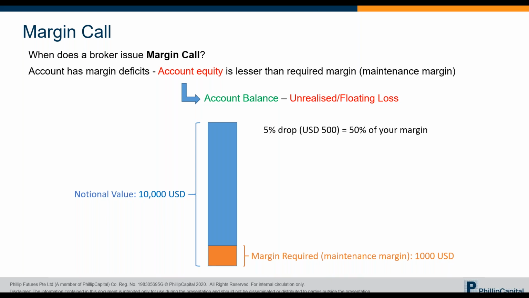A 5% drop in this contract, which is USD $500, because the 5% drop is based on the notional value of 10,000, means you will already lose 50% of your margin requirement. So if you fund 1,000, a 5% drop in 10,000 means you have already lost 50% of what you initially funded. To continue holding this contract, you need to top up to ensure that your account equity is more than the margin required. So if you top up 1,000 and you lost 500, then you need to top up another 500 again because the margin required is 1,000. To keep on holding this contract, you need to ensure that your account balance has sufficient funds to meet the required margin.